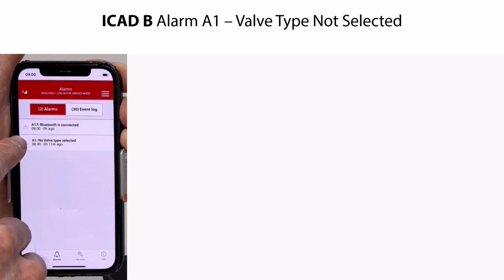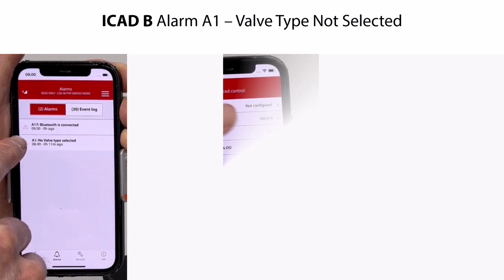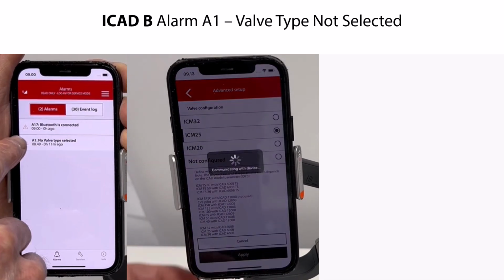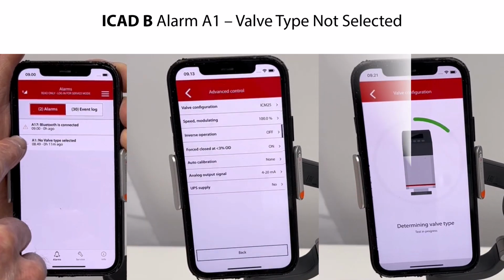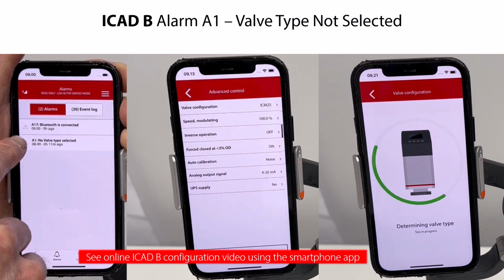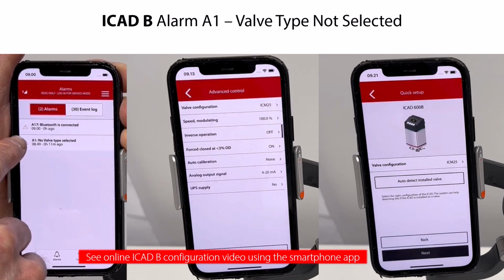The ICAD B can operate different valve types and sizes. Therefore, when installing a valve, it is mandatory to either manually select the given valve in the ICAD B parameters menu, as seen here, or let the ICAD B do an automatic valve detection, as seen here. You can find more information about how to do this valve selection in the online ICAD B configuration video using the ICAD B smartphone app. Once the valve selection is done, then this will solve the A1 alarm issue and reset the ICAD B to normal operation mode.